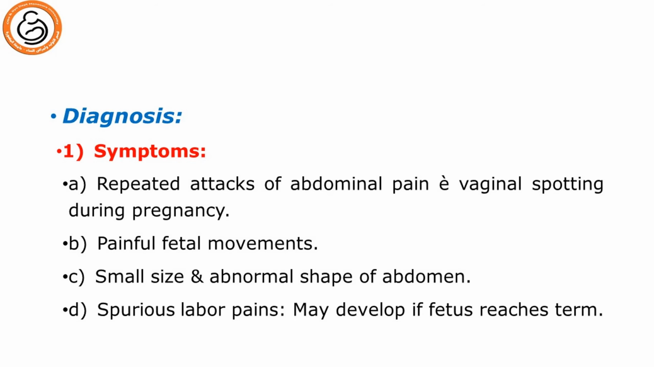To diagnose abdominal pregnancy, we have symptoms including repeated attacks of abdominal pain with vaginal spotting during the pregnancy, painful fetal movement, as we don't have a uterine wall to limit the movement, small size and abnormal shape of the abdomen, and spurious labor pains may develop if the fetus reaches term.